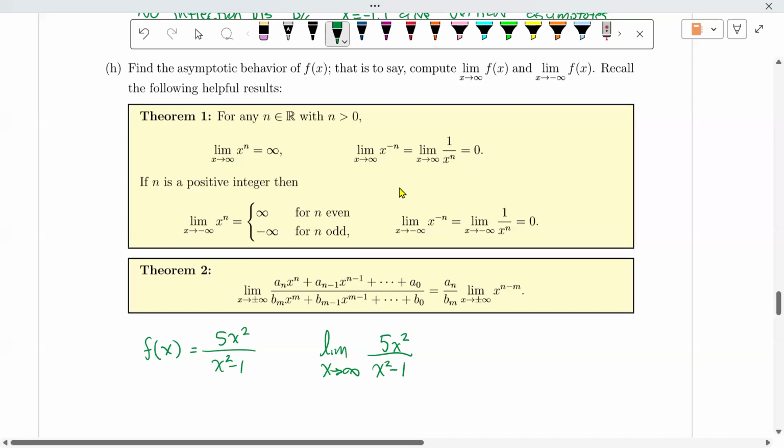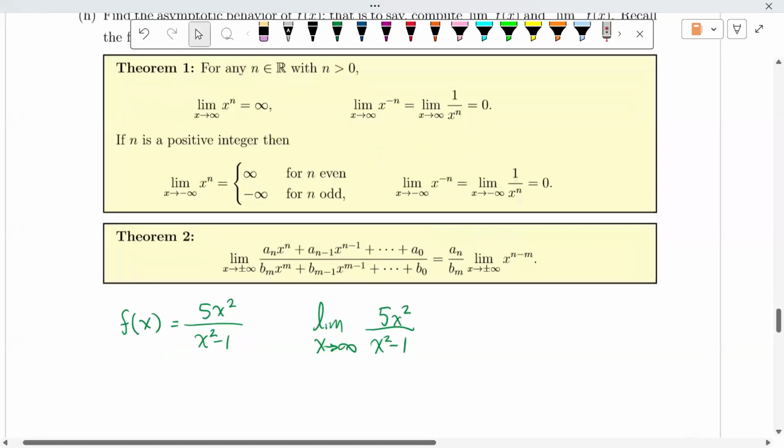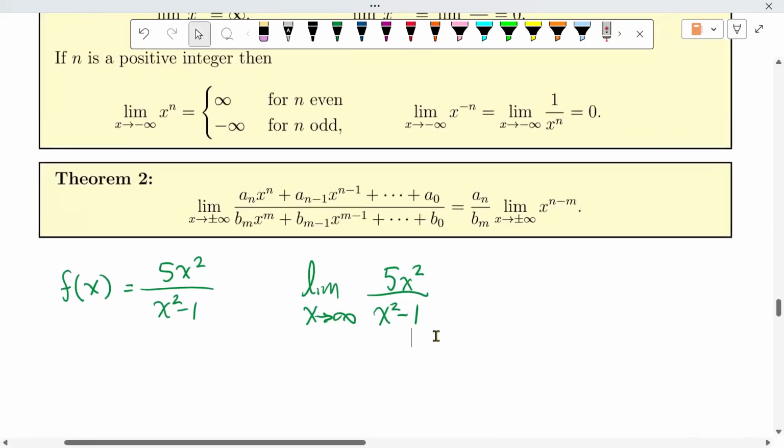And I have two theorems here, but the one you really want to look at is theorem 2. Theorem 2 basically says, look at your numerator term and find the term with highest degree. That's what we call x^n. And so in our numerator, there's just one term, so that makes it the highest degree. And then look at its coefficient. That's what we call a_n, and the coefficient here for us is 5.